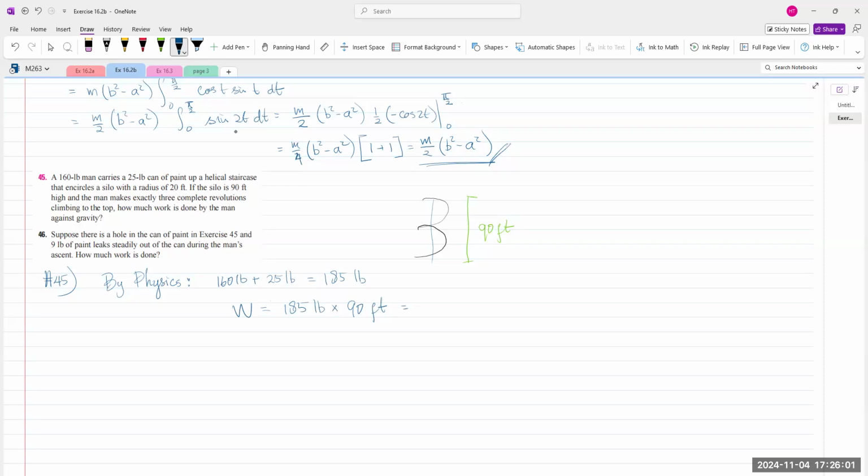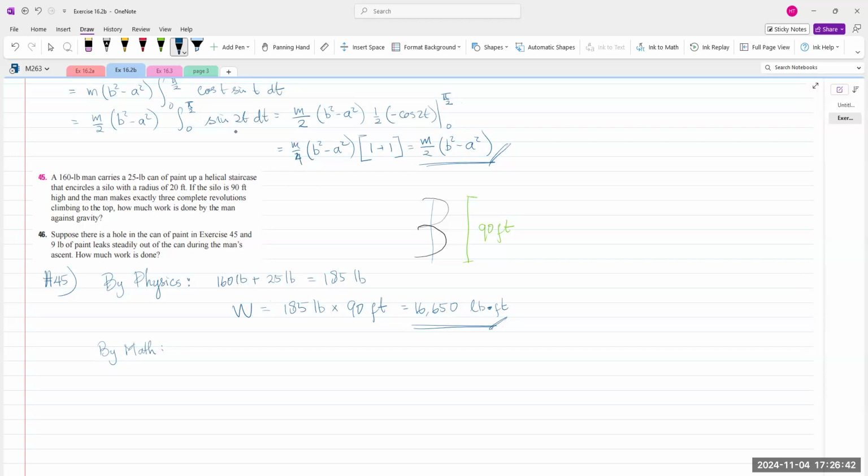What is that, by the way? If I use my calculator, 185 times 90 will be 16,650 pound-feet. Okay, pound times feet to be more precise. That's the amount of work if we do it by physics. It turns out math wants to see that further, or by calculus 3, we want to parameterize that.